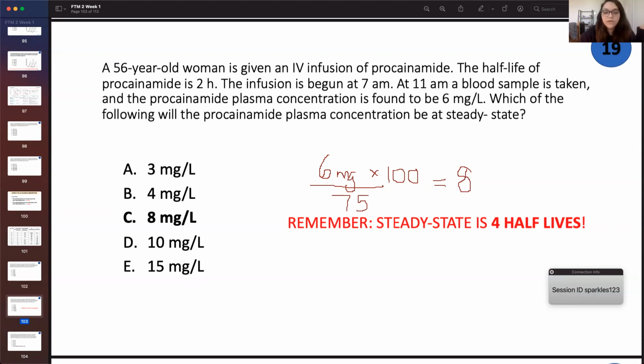Does that make sense? So you're dividing your starting number by however much percent that starting number was. We said it was 2 half-lives, so we know 6 milligrams per liter is giving me that 75% of steady state. And now I'm just trying to figure out, well, what's 100? And it ends up being 8. Does that make sense? Okay.